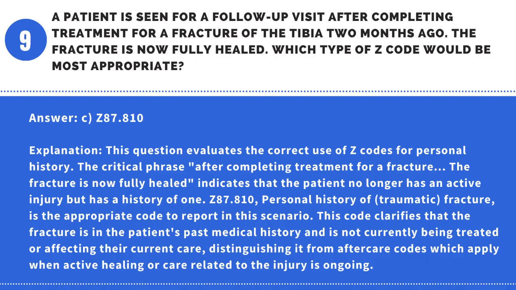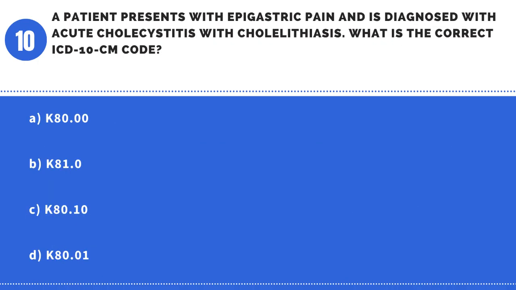Question 10. A patient presents with epigastric pain and is diagnosed with acute cholecystitis with cholelithiasis. What is the correct ICD-10-CM code? A. K80.00. B. K81.0. C. K80.10. D. K80.01. Answer A.